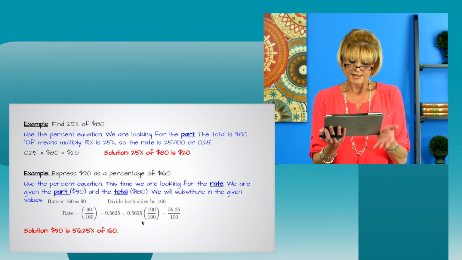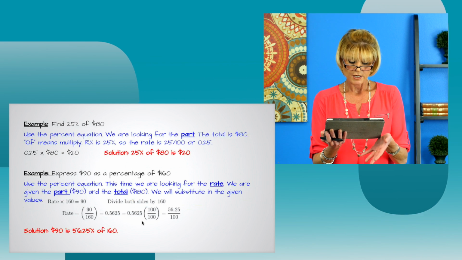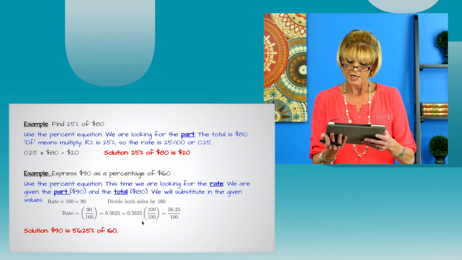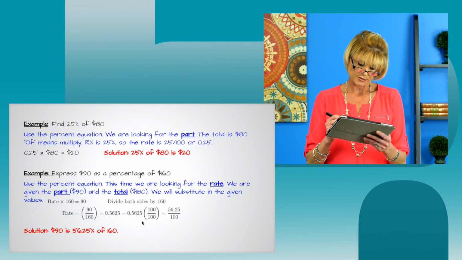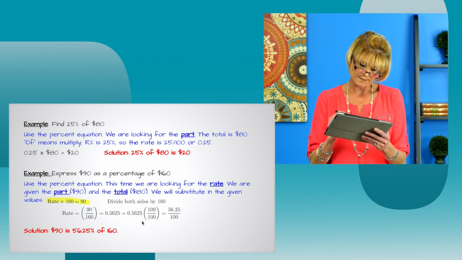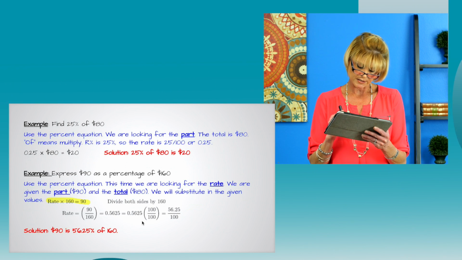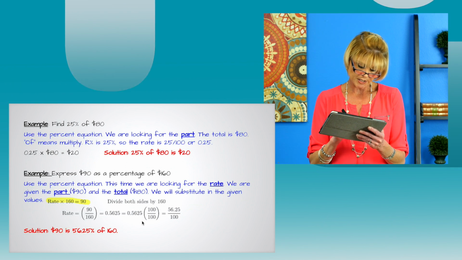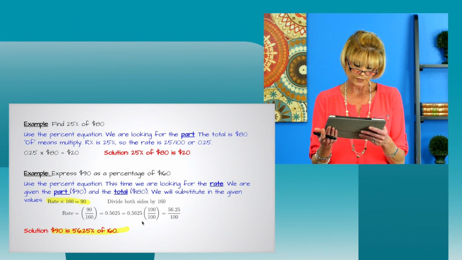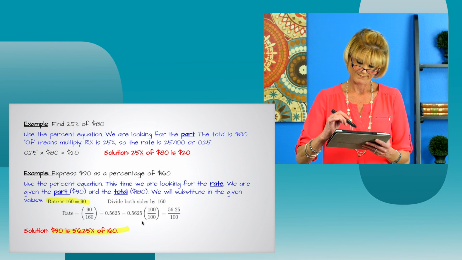Here's another example. Express $90 as a percentage of $160. So again, this time we're looking for the rate. We're given the part, $90, and the total is $160. We're going to substitute in the given values. So the rate times 160 equals 90. Divide both sides by 160. And when you work through the operations, you get that $90 is 56.25% of 160.